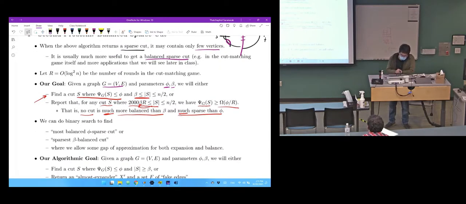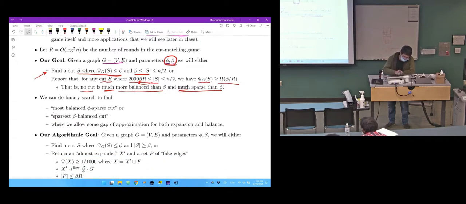This is going to be quite useful because once you have this subroutine, you can do some kind of binary search. You can fix phi and binary search for the biggest beta, so you find the cut which is phi sparse but as balanced as possible. Or you can find the cut which is approximately beta balanced, and among those it should be as sparse as possible.